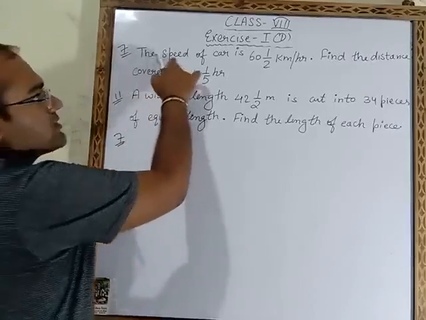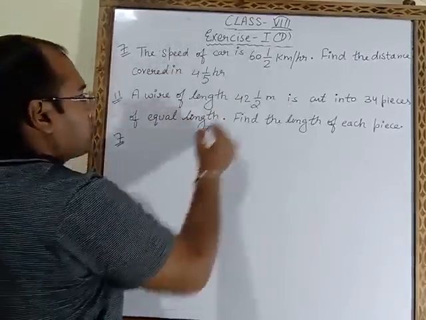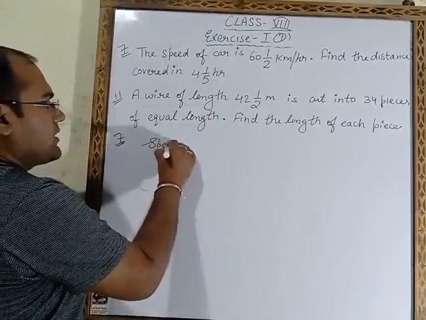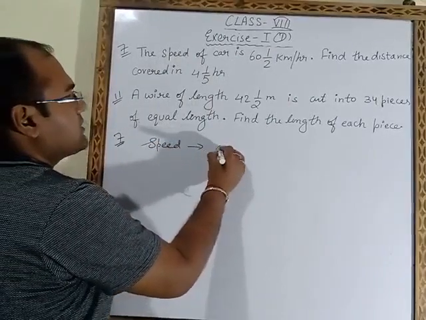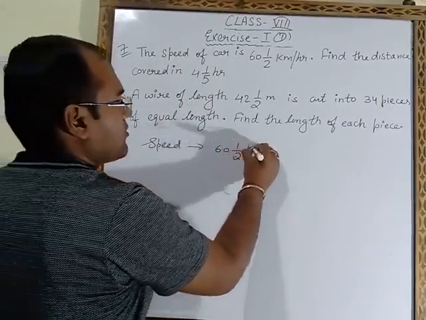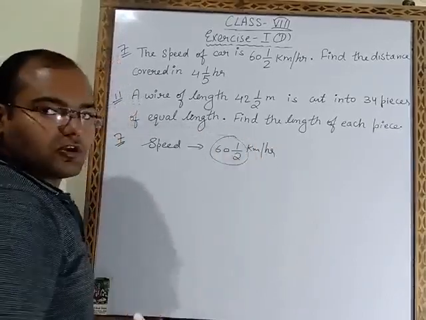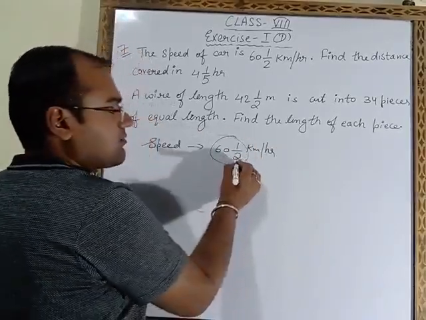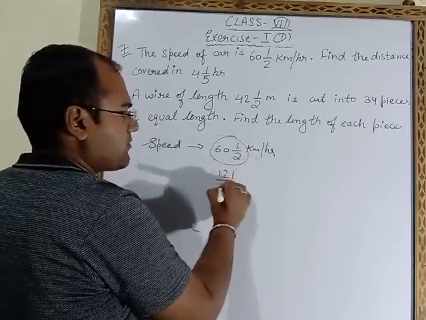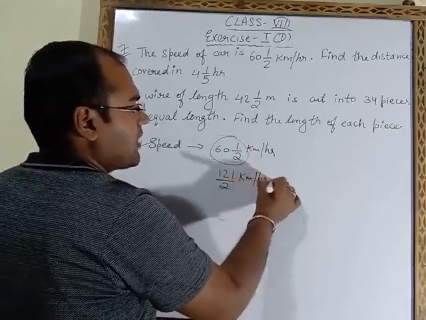7th question is, the speed of car is 60 whole 1 upon 2 km per hour. So first of all we will write speed. How much speed is given? 60 whole 1 upon 2 km per hour. Now we will change this mixed fraction into improper. 60 twos are 120 plus 1, 121 upon 2 km per hour.